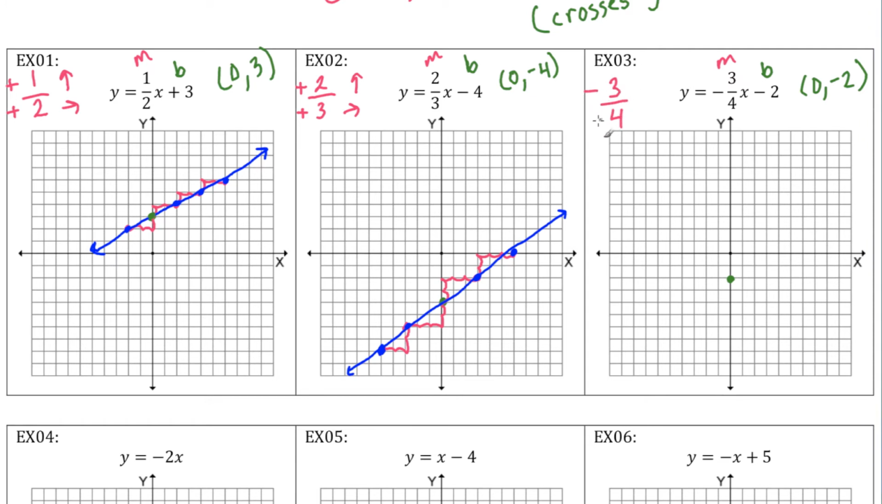So -3 over +4. So we go down 3, right 4, down 3, right 4, 1, 2, 3, 4.